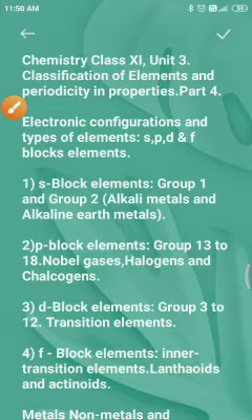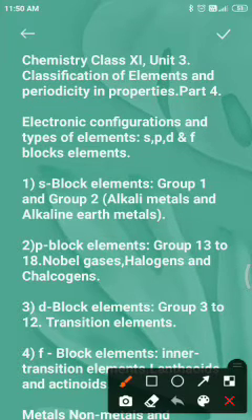So the next block is the fourth block. The fourth block elements are the f block.